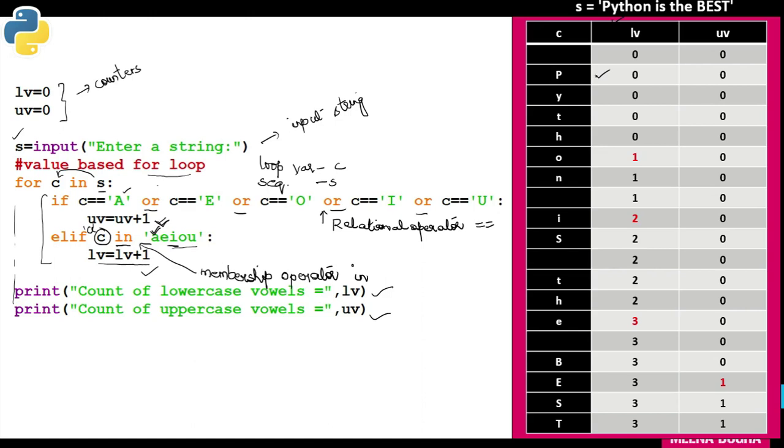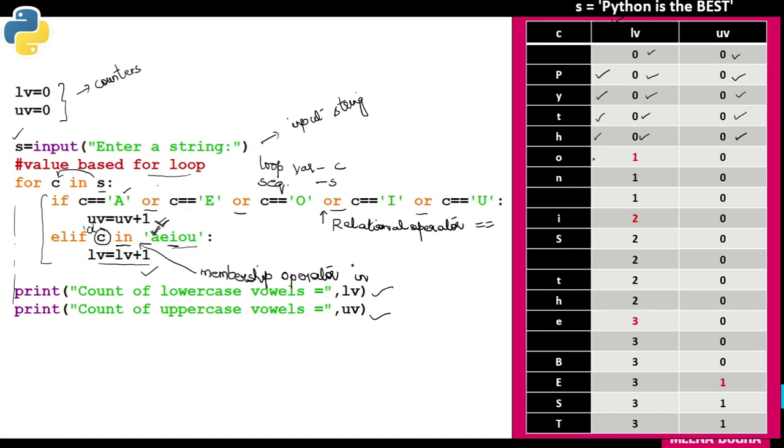In the first iteration, C will have capital P. Before that, I must tell you, I have initialized both my counters with 0. When P is fetched, none of the counters will be affected, they will remain 0. When small y is fetched in the next iteration, again my counters will remain 0 because y is not a vowel. For t also my counters will remain 0 because t is also not a vowel. Neither the if block nor the elif block will be entered, and the Python for loop will move to the next character in the sequence. So with h also, LV 0, UV 0.